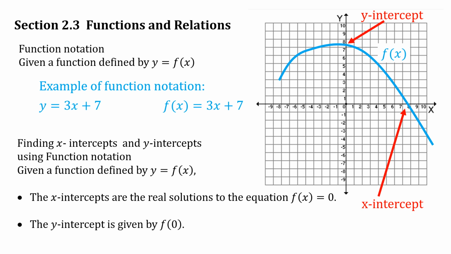The y-intercept of this function is here, a little more than 7. And the x-intercept of this function is about 7.5. The x-intercept is the place where your function, which is the blue line, crosses your x-axis. And the y-intercept is the place where your function, which is the blue line, crosses the y-axis.